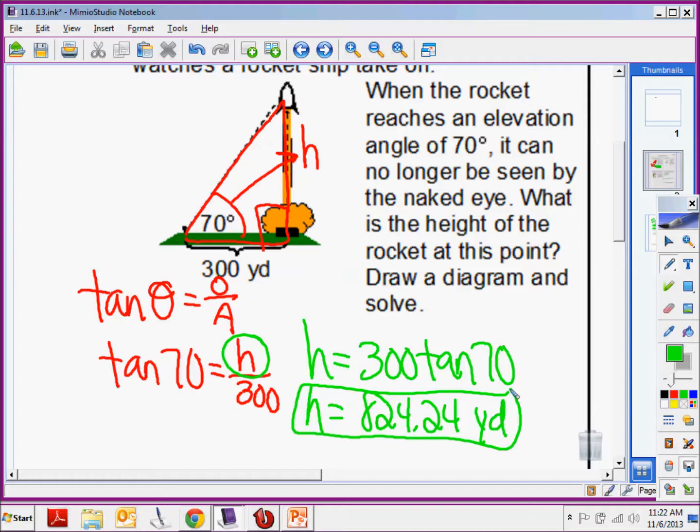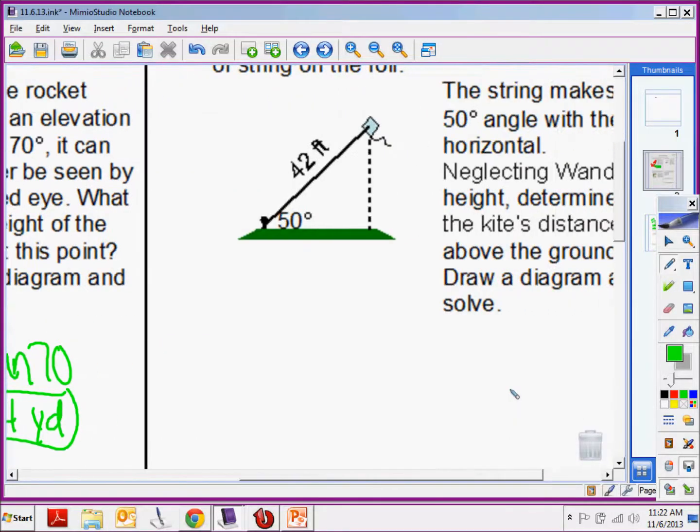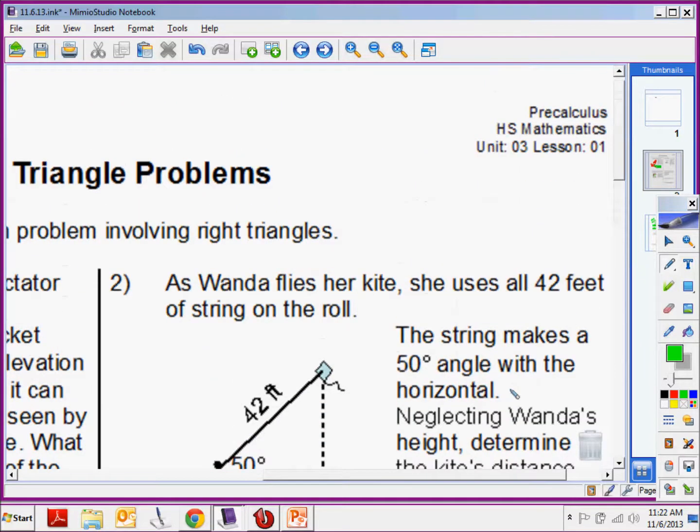Questions about this? Okay? The main thing to remember is SOHCAHTOA. Sine, opposite over hypotenuse. Cosine, adjacent over hypotenuse. And tangent, opposite over adjacent. If you do not remember those, you will not be successful on the quiz.